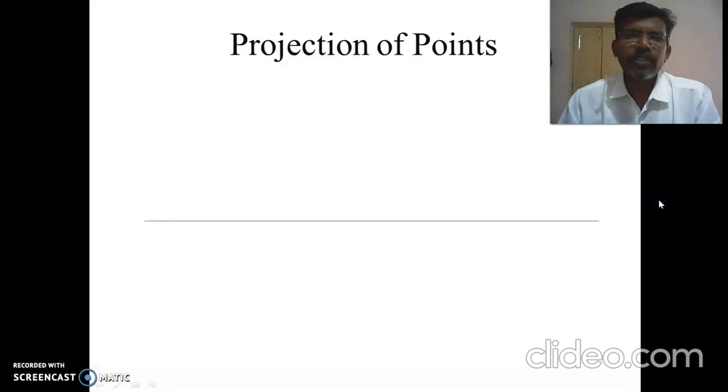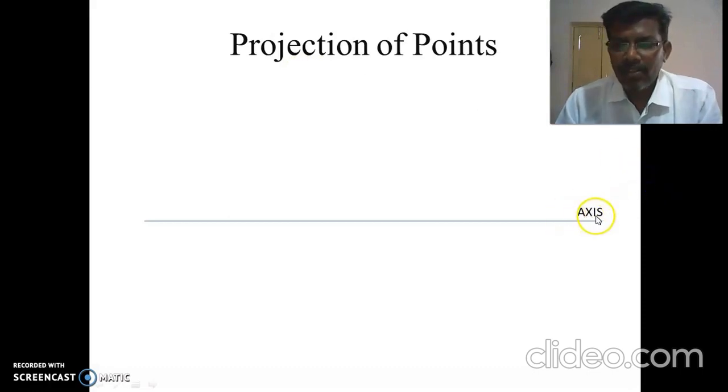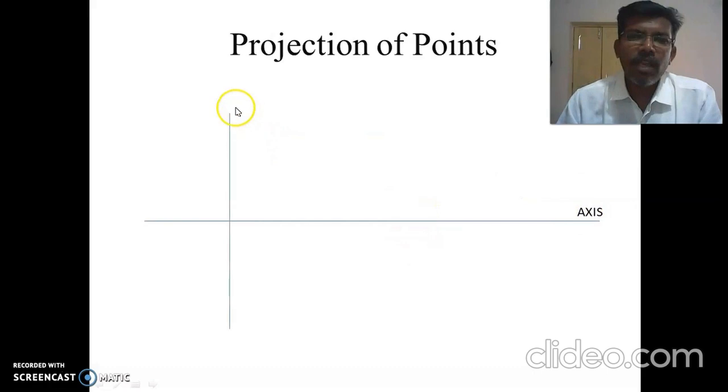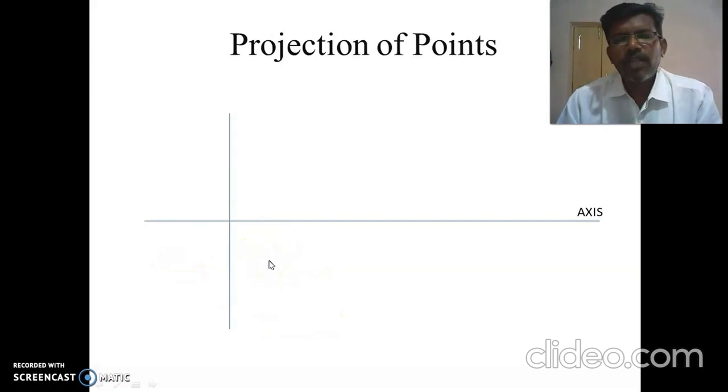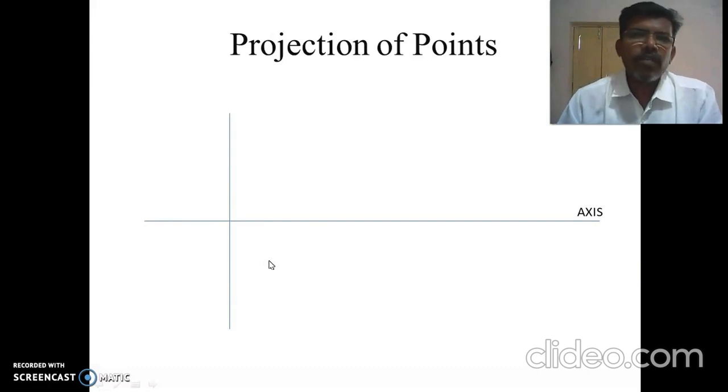The procedure is, first you have to draw a line that is called the axis. Write it as axis here. Then next, draw a vertical line which crosses it and separates it into a quadrant system. Let us take this as the first quadrant, this the second quadrant, this the third quadrant and this the fourth quadrant. Today I will explain how to draw the orthographic projection of a point which is placed in the first quadrant as well as in the third quadrant.